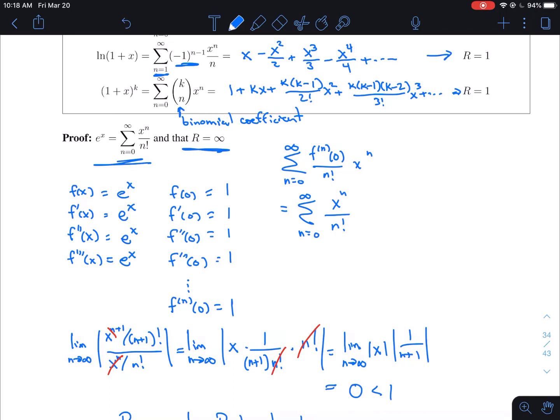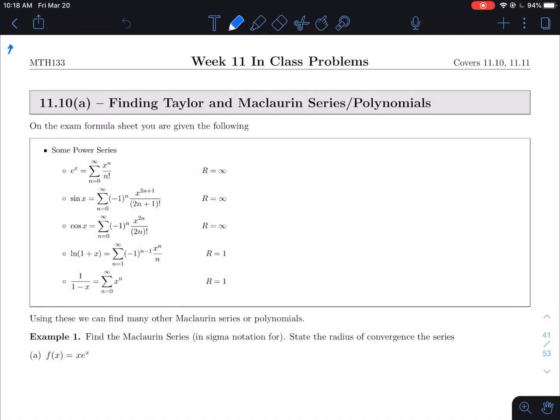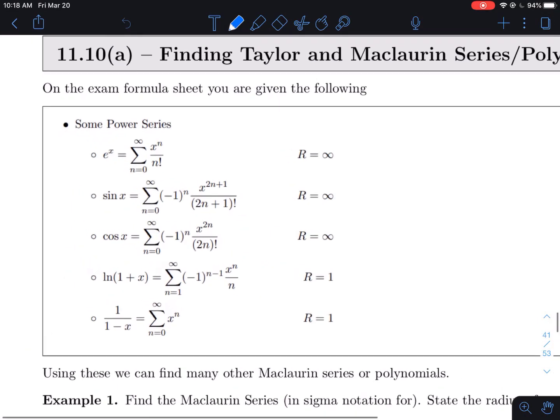So that's what I wanted to cover. Let's go ahead and transition and look at our new problems for today. So here we are, new problems for today. On the exam formula sheet, I wanted to bring this up really quick, you're actually given these things, right? So these formulas are provided for us on the exam formula sheet.